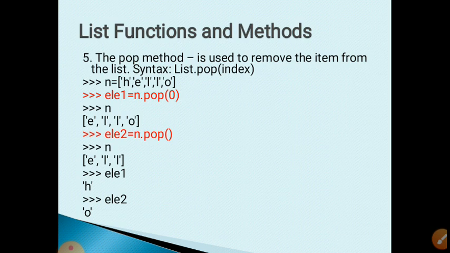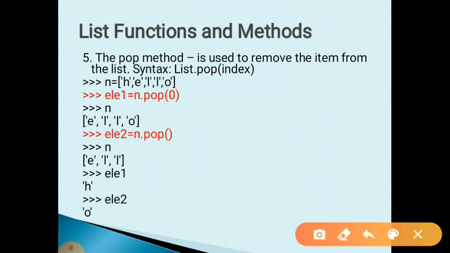Now the next function, the pop function. The pop function is basically used to remove an element from the list. So what's the syntax? List dot pop, then index. If we specify the index value, it will return the element at that particular index. If we do not specify any index, it will return the last element from the list.